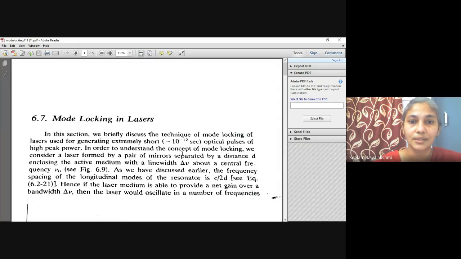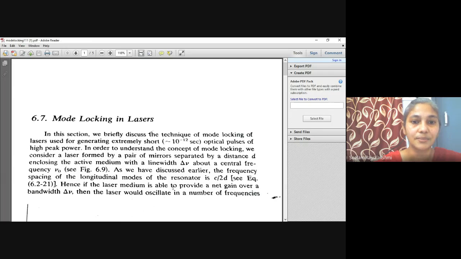To understand the concept of mode locking, we will consider a laser formed by a pair of mirrors separated by a distance d, enclosing the active medium, with a line width delta nu about a central frequency nu naught. We will see it in the figure. As we have discussed earlier, the frequency spacing of the longitudinal modes of the resonator is c by 2d.